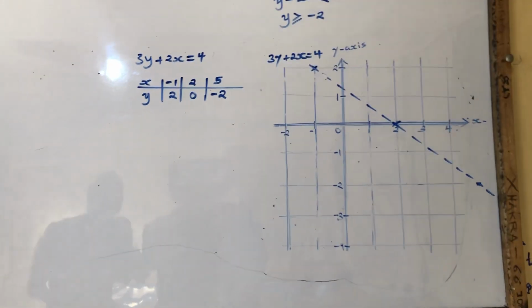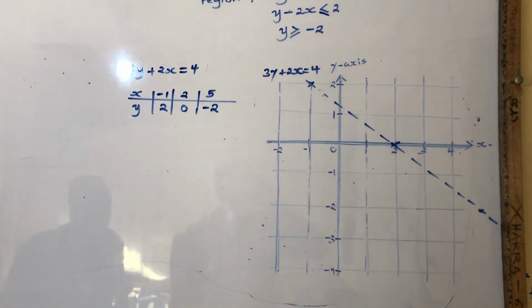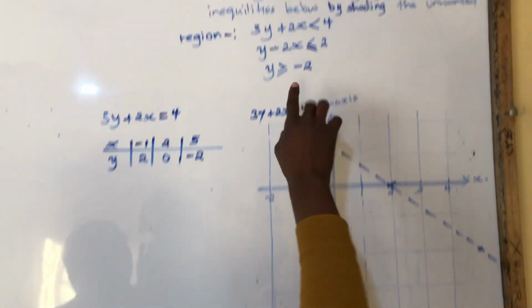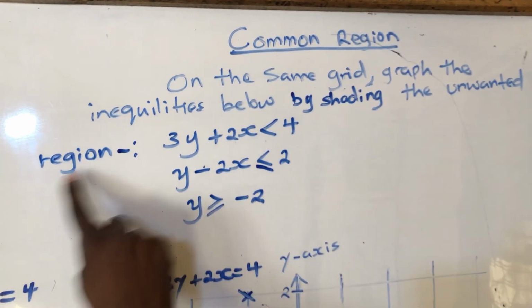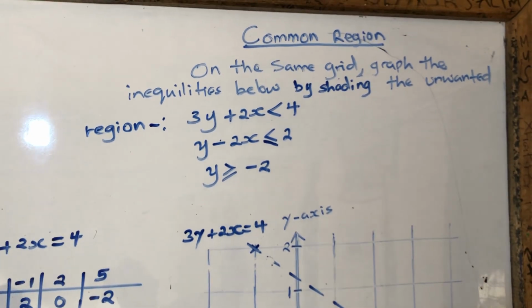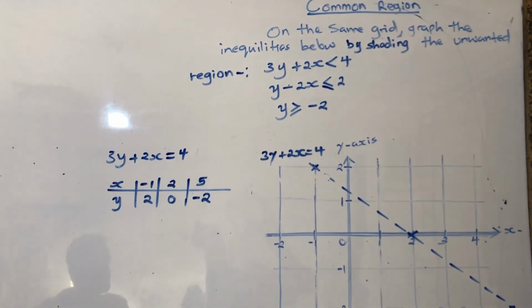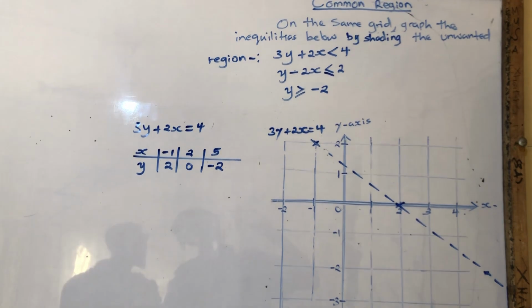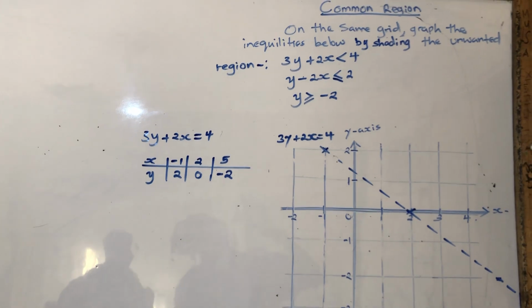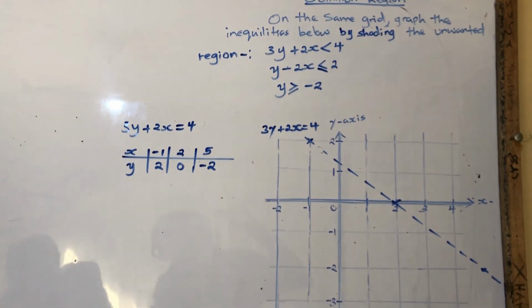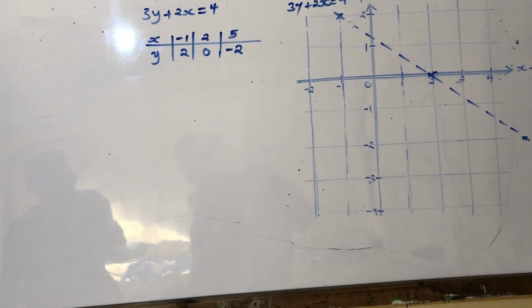The next phase in this business is to decide which region to shade. Do remember, the question instructed us to shade the unwanted region. The unwanted region in this case is the region which does not satisfy the inequality. How do we decide on the region which does not satisfy the inequality?